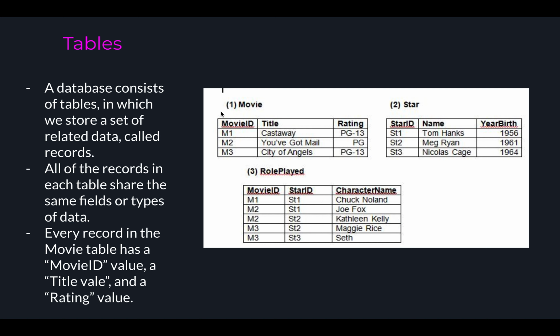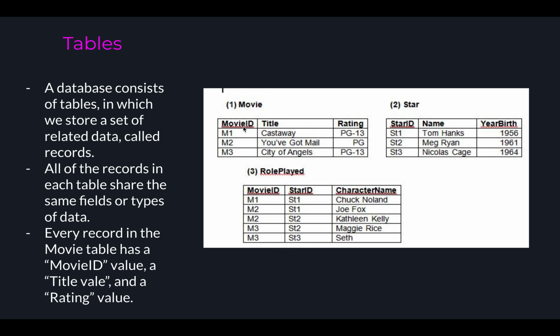In each one of these tables, we have things called records. The first record here is the first row. And it has a movie ID of M1, a title of Castaway, and a rating of PG-13. So each table will have one or more of these different records. These are just different pieces of information.